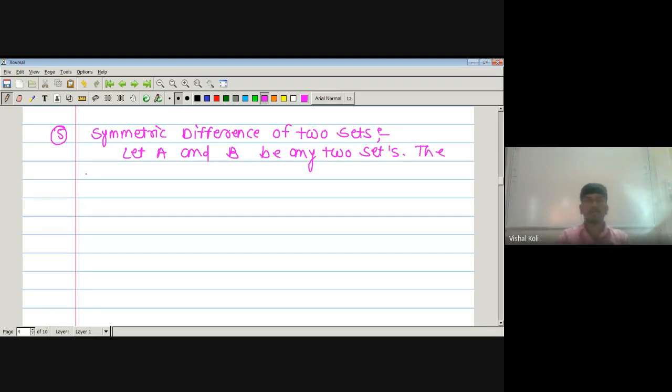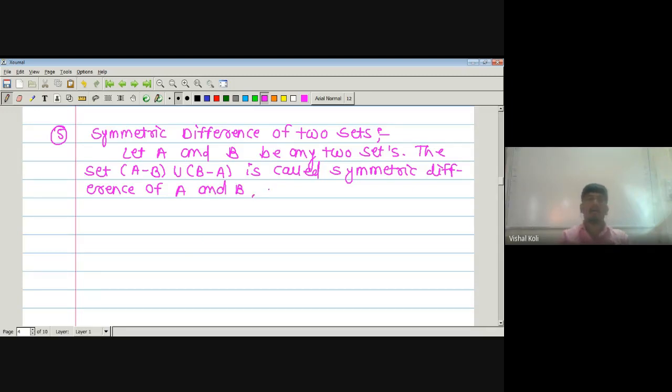The set A minus B union B minus A is called the symmetric difference of two sets A and B, and is denoted by A with this symbol B.